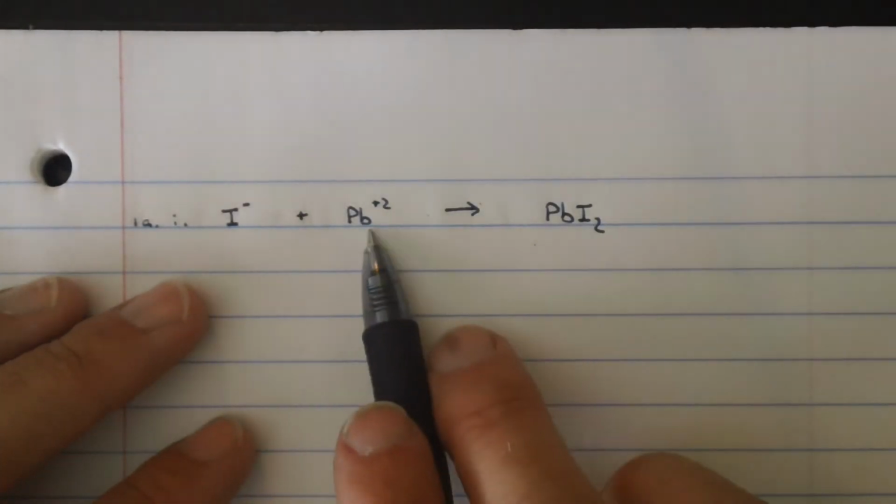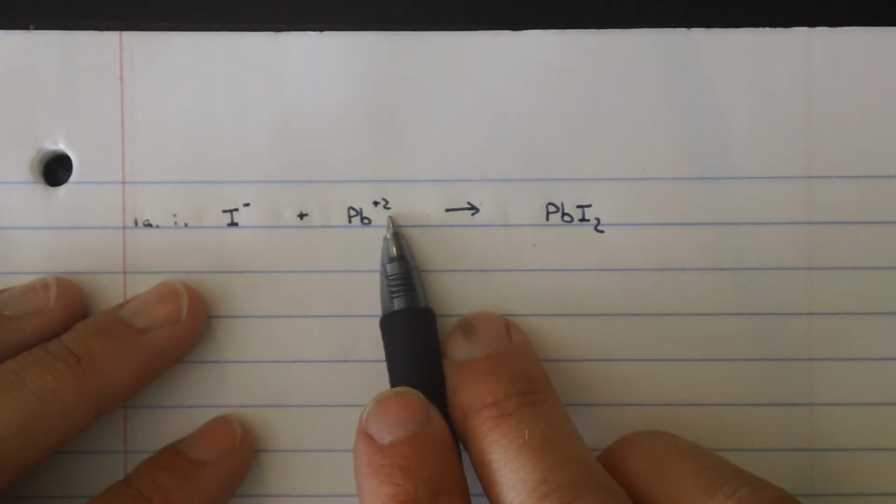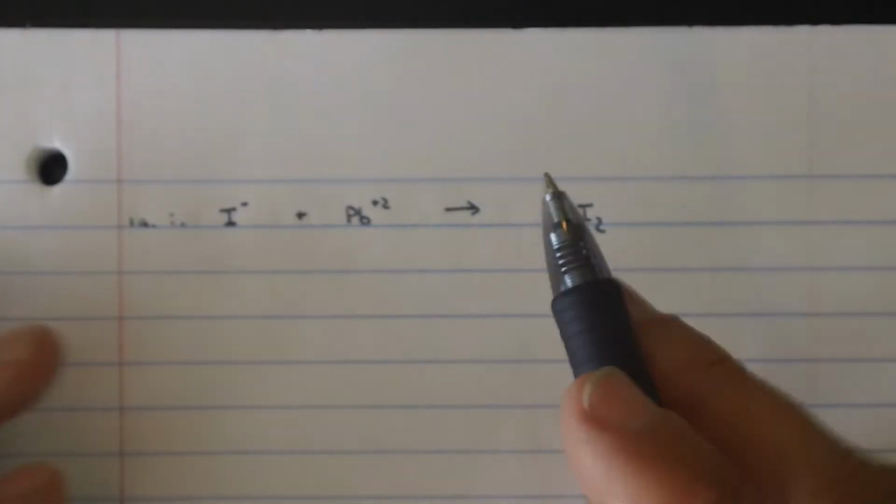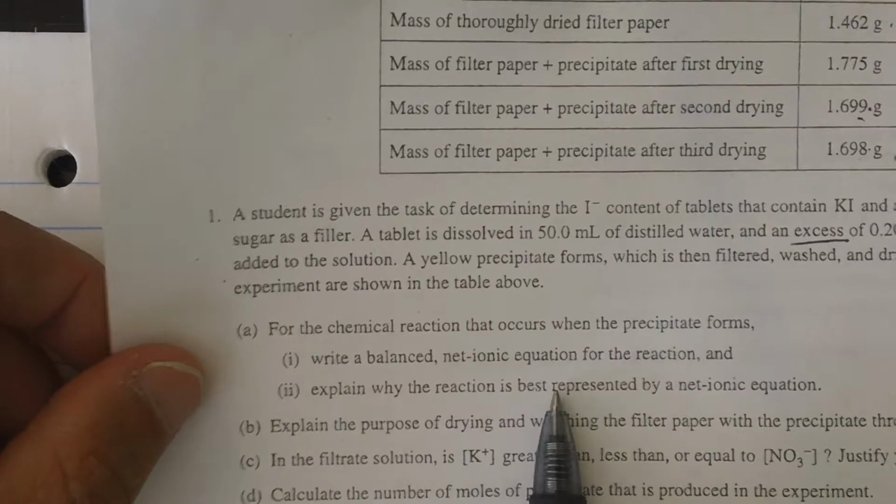We stick those two together. Recognize double replacement reactions: the oxidation number does not change. And so if it's lead 2 here, it's also lead 2 here. You do have to balance the equation. It says write a balanced net ionic equation for the reaction. So we have to balance this by putting 2 of those iodides on the reactant side. And then that's it. That's part A1.